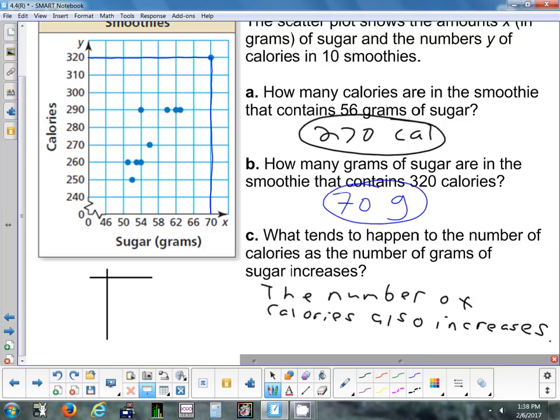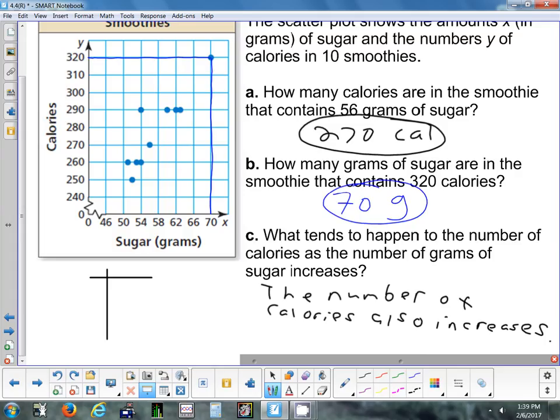Okay, can anybody think of another question they could have asked besides this? What's kind of another way you could ask this question? Maybe in reverse. What could you say, Josh? What happens when the number of calories to the sugar? Okay, you could also look at it that way.